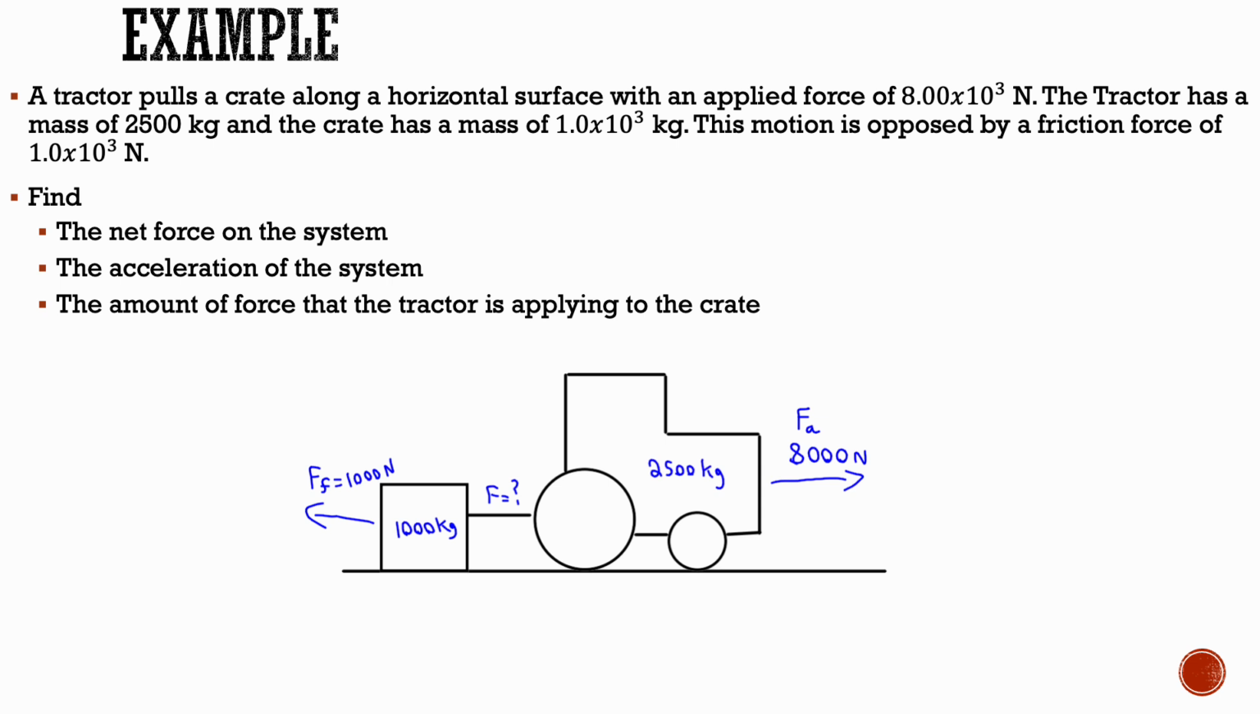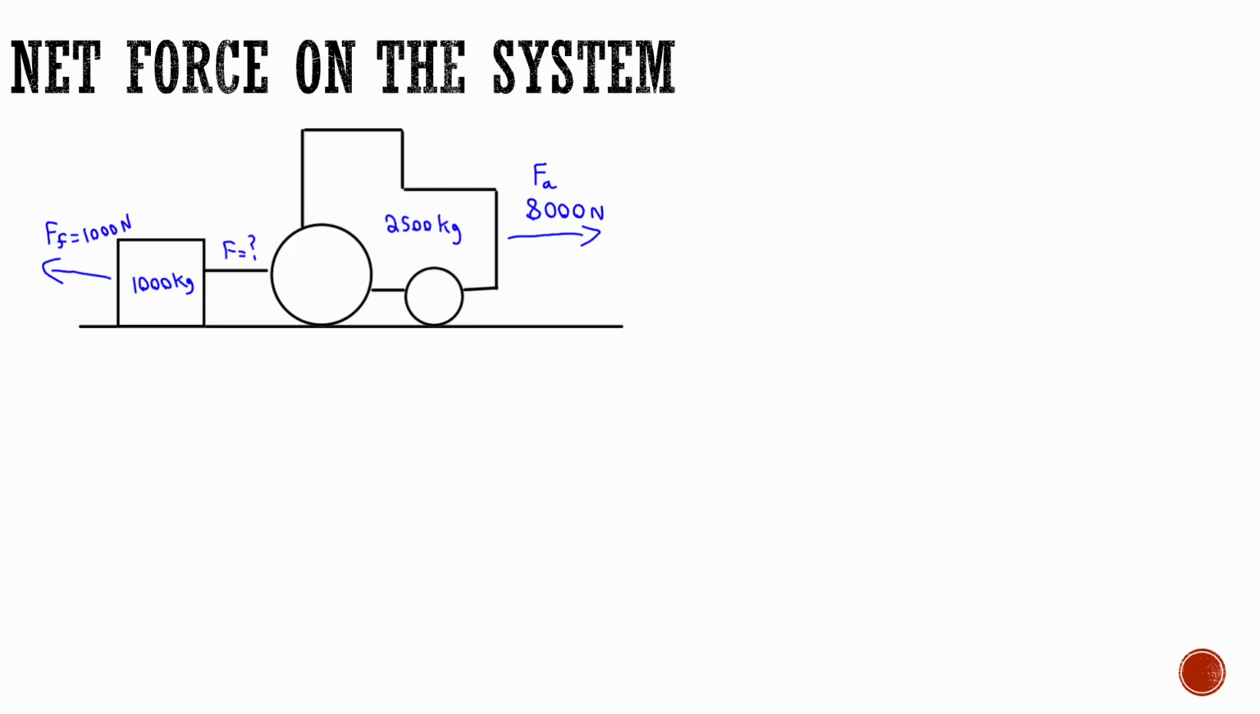First thing we are asked to solve for is the net force of the system, so we'll refer to this diagram. Now, the tension force between the crate and the tractor, because it acts in both directions, won't affect the overall net force on the system. So we only have two forces here that will affect that net force, and that's our force applied and force of friction. So we'll write down those values.